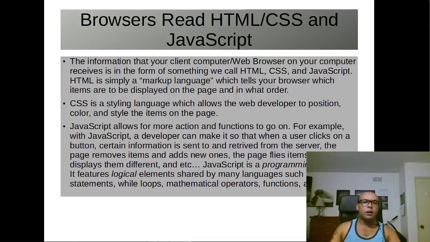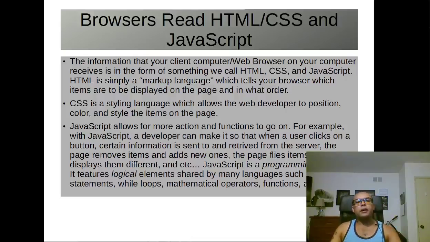HTML tells the browser what is going to be on the page and in what order it's going to be in. And then CSS tells the browser what colors it needs to display, the font type, the size and positioning of the stuff on the page, and stuff like that.